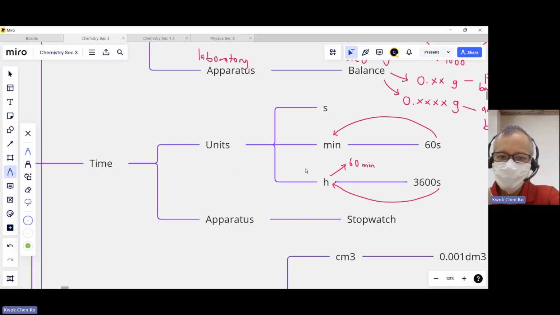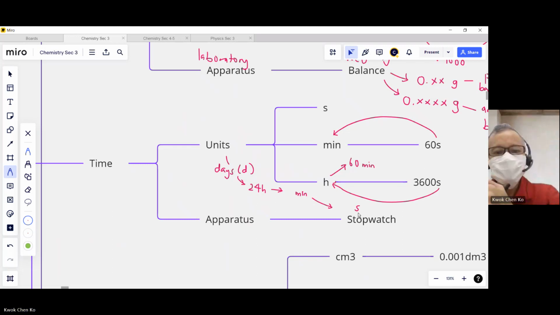Very occasionally, you may encounter days. And the short form is D. This is not so common. So once in a while, you may see days in chemistry. Now, obviously, you are expected to know 1 day is 24 hours. And of course, I don't think I want to work out the rest, how many minutes or how many seconds, but you should be able to do that. So you should be able to figure out how many minutes this is. And of course, how many seconds 1 day has.